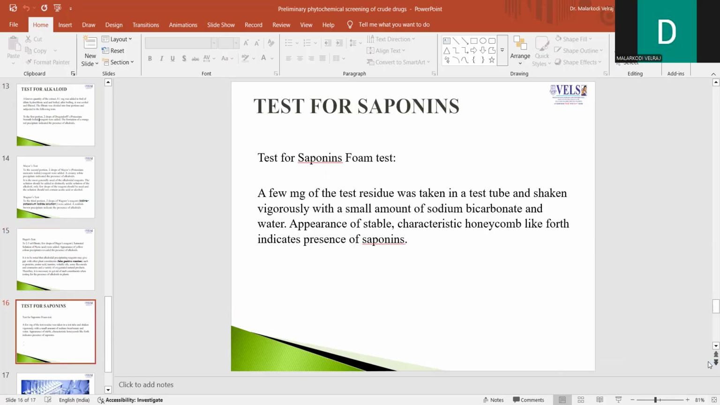Then test for saponins. It is also called the foam test. A few milligrams of the test residue was taken in a test tube and shaken vigorously with a small amount of sodium bicarbonate and water. Appearance of a stable, characteristic honeycomb-like froth indicates the presence of saponins.